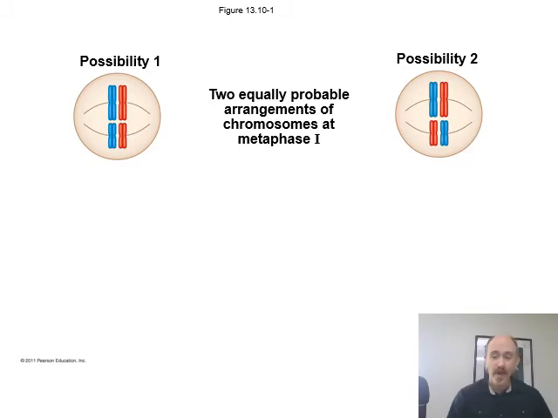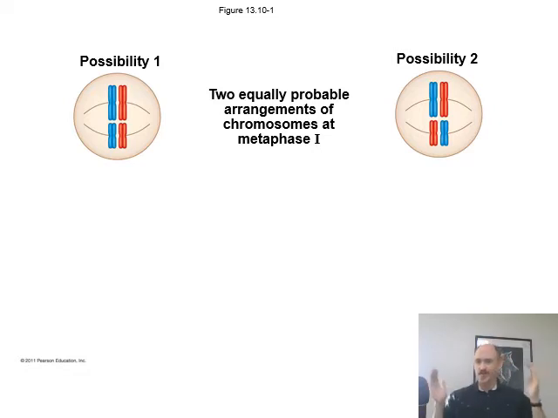And so you have 23 pairs of chromosomes. So those are a lot of combinations that they could line up as. All the blue ones, all the maternal ones could, or all the paternal ones could be on the left, and all the maternal ones could be on the right, or vice versa, or any combination thereof.